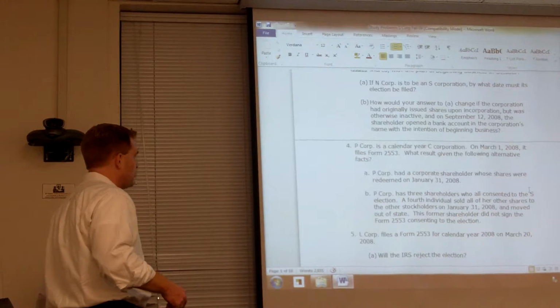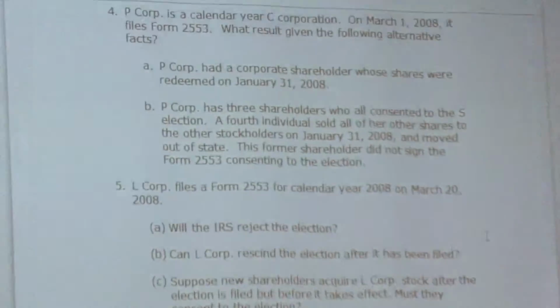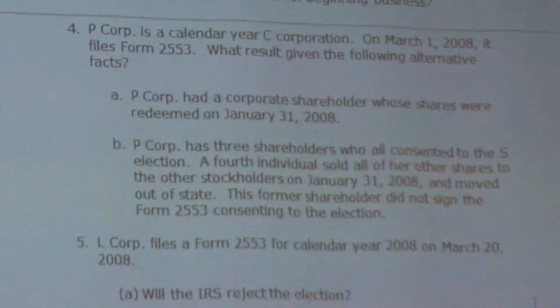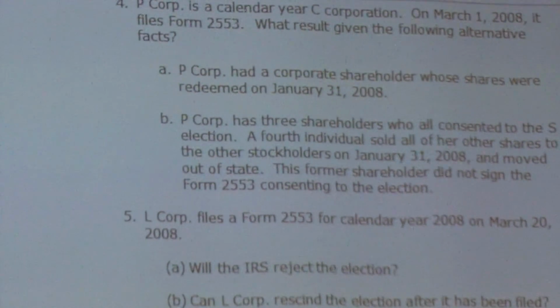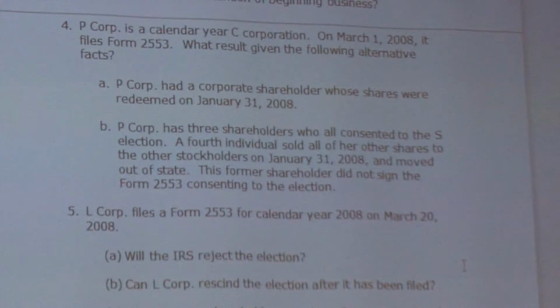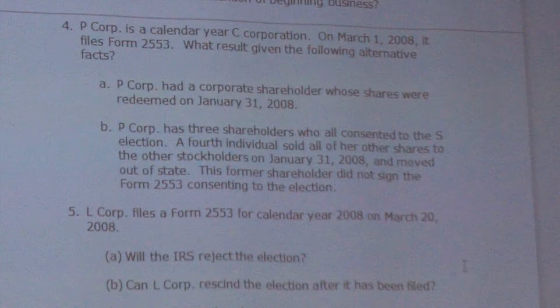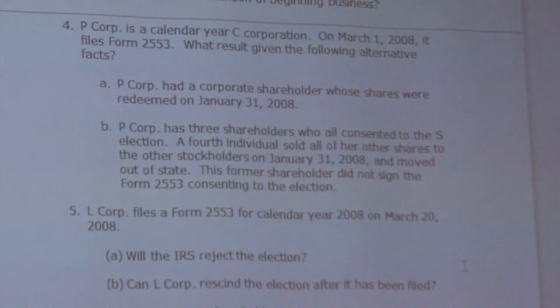P Corp is a calendar year C corporation. On March 1, 2008, it files Form 2553. Remember, that's our S corporate election form. What result given the following alternative facts? Okay, P Corp had a corporate shareholder whose shares were redeemed on January 31, 2008. Okay, anybody, any thoughts on what happens under that set of facts?